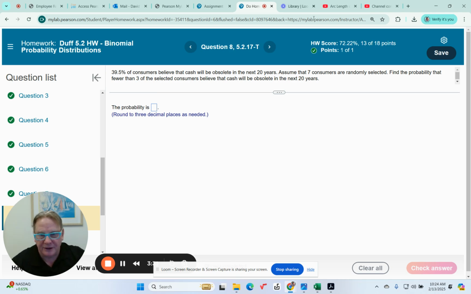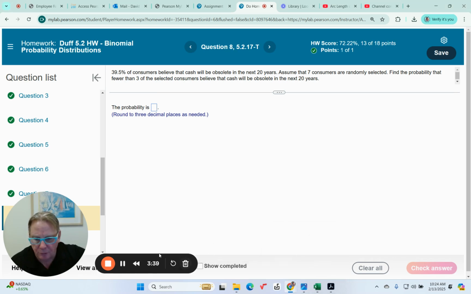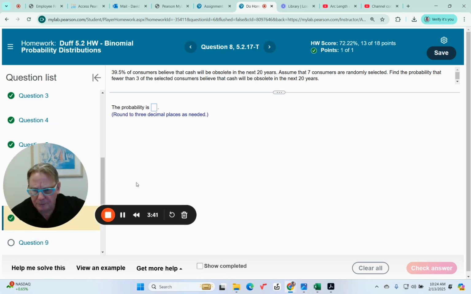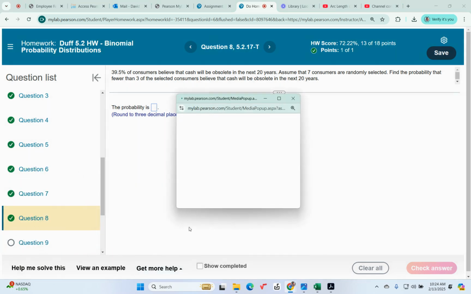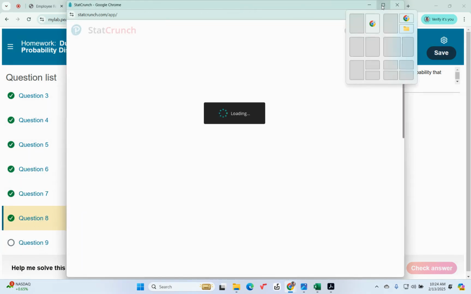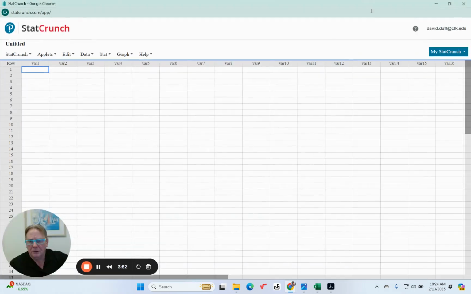All right, so watch this. Here's what we're going to do. We're going to, here, let me hide this real quick. So we're going to open up StatCrunch. Okay, so I've written down N is equal to 7, P is equal to 0.395, and we're looking for the probability that X is less than 3, or that X is less than or equal to 2. Those mean the same thing.